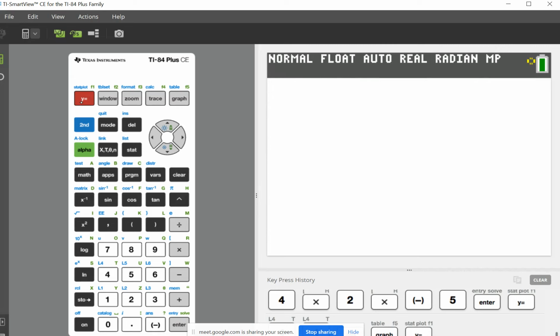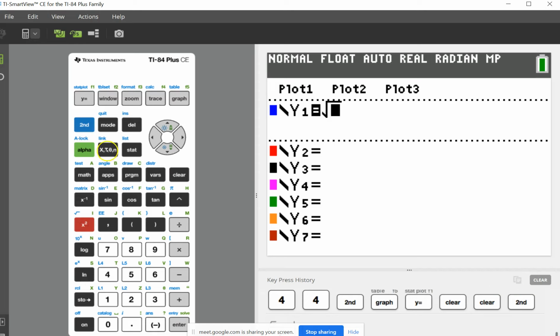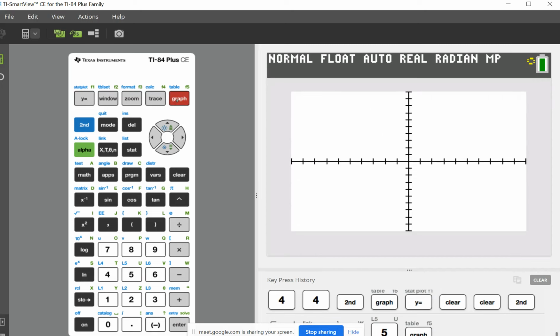If I come to y equals, I'm going to clear. I'm going to do second and my square root symbol and type in x minus 5. I then press graph, and if I'm not at the standard view, I would do zoom 6. This one is at standard view. I don't usually try to count the tick marks, but you can tell it starts at this point and then it goes off the page.